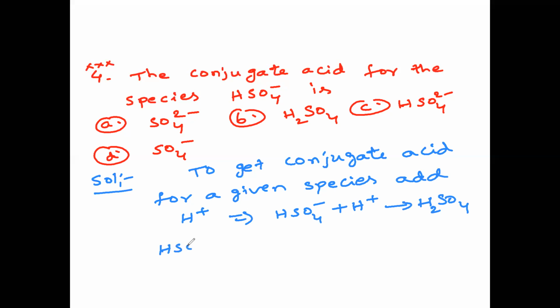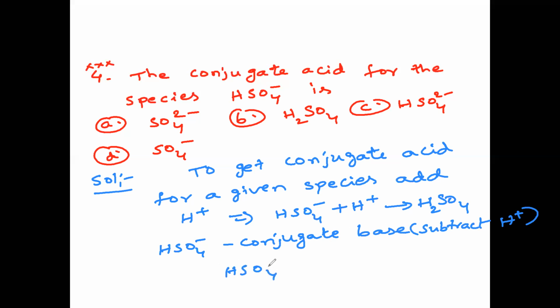For the same, you can write the conjugate base. So HSO4 minus conjugate base is nothing but simply subtract H plus. What you have to do? Subtract H plus to get the conjugate base. So if you take HSO4 minus H plus, this H and plus are removed. So it becomes SO4 2 minus. So the answer is the second option because we have asked only the conjugate acid.